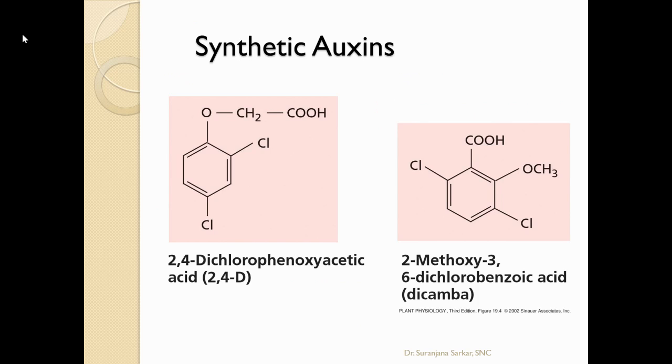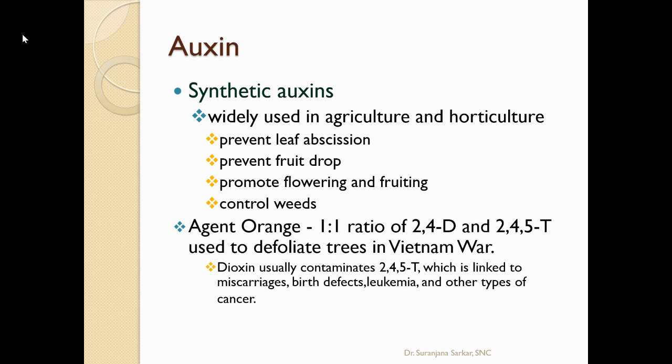So these are some synthetic auxins like 2,4-dichlorophenoxyacetic acid. There are other synthetic auxins as well, like naphthoxyacetic acid, 2,4,5-T, etc. So there are multiple uses of these synthetic auxins also. They are widely used in agriculture and horticulture. I think you have heard about Agent Orange. This is a mixture of synthetic auxin 2,4-D and 2,4,5-T, which was used in the Vietnam War to defoliate the trees of Vietnam jungles.